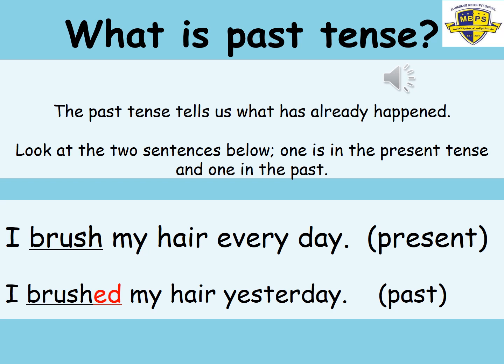That's why we are saying it's in the past, because we finished the verb. We are not doing it now. We did it and finished. This is the past.